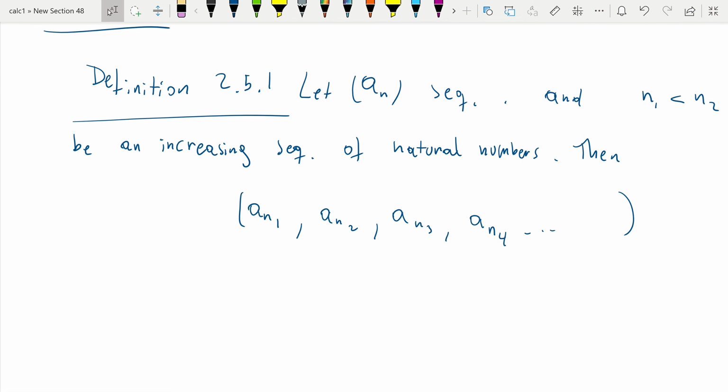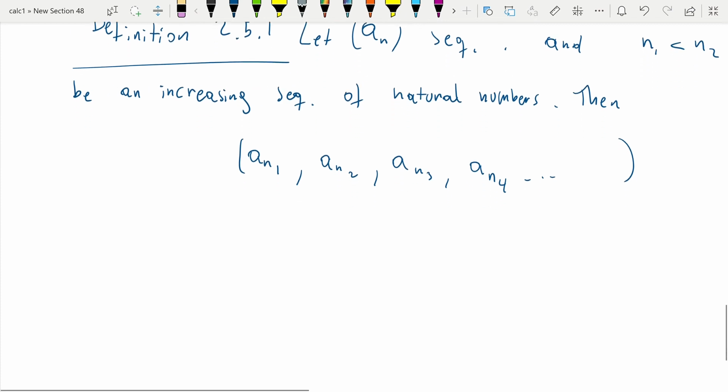I mean, you have a sequence of natural numbers. n_1 is just some notation for phi of 1, this is phi of 2, phi of 3. So you have a phi, and of course phi has to be increasing. If the function is the identity, so n_1 is just 1, and n_2 is just 2, etc., then the subsequence is just the original sequence. Okay? But in general, the subsequence would be made of some elements of the original sequence.